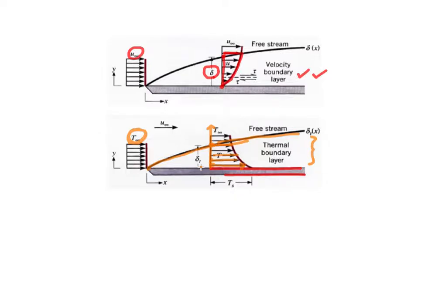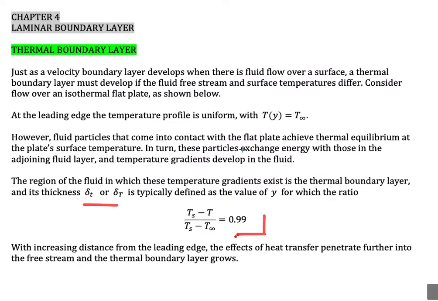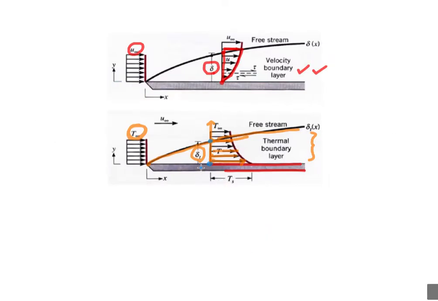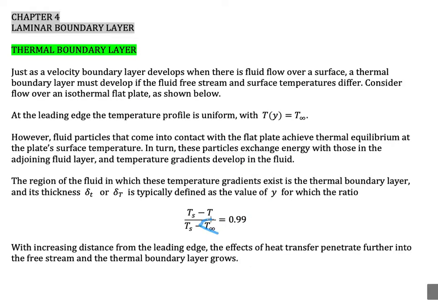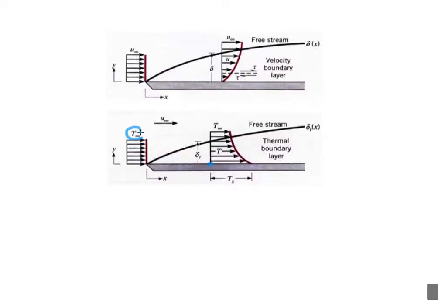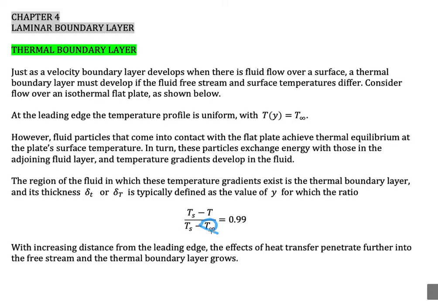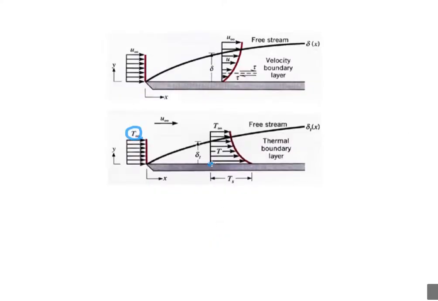Again, we could define the thermal boundary layer thickness as the distance of y from the zero point here to a point where the temperature ratio is equal to 0.99. If we look here, the term Ts is the temperature of the surface, so the temperature on this surface. And T infinity here is the temperature at the inlet. So Ts minus T infinity means the delta T on this surface.